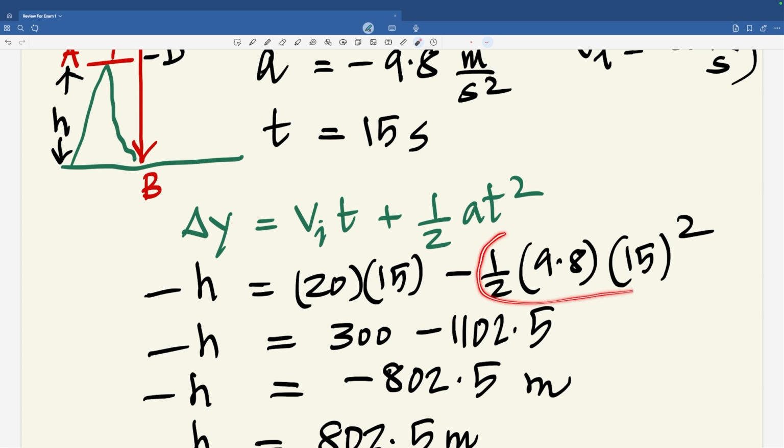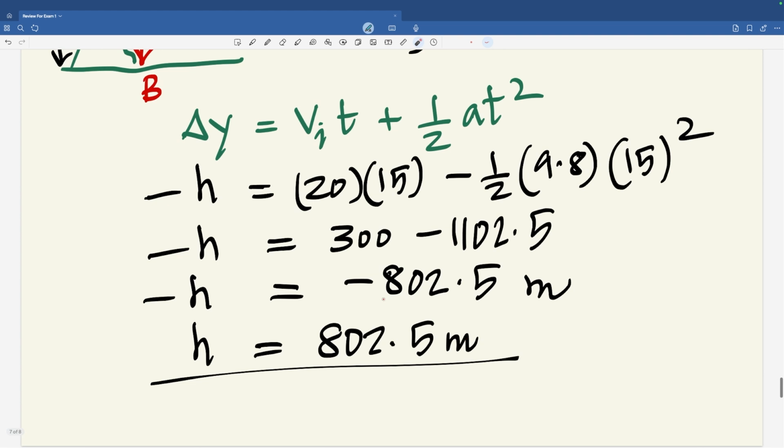And so first calculate this whole thing, and that gives me 1102.5. And then this is 20 times 15 is 300. So then you take 300 minus that number, you get negative 802.5. But wait, you got a negative on the left side. So if negative h is negative 802.5, that means the height is 802.5 meter. I hope that makes sense. But remember, if it was thrown down, you had to take the initial velocity as negative.